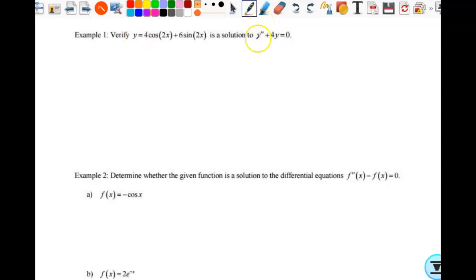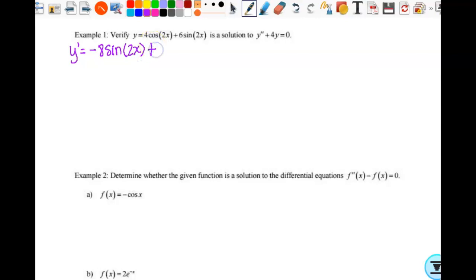I have y, I do not have y double prime, so I need to find it. So let's start, we have to start with y prime. Take the derivative of this first term. I'm going to have to use the chain rule because this is a function inside of a function there. So the derivative of cosine is negative sine, and then I'm going to have to multiply by the derivative of 2x, which is 2. So this is going to give me a negative, and then that 2 times 4 is 8 times the sine of 2x. I leave that argument alone.